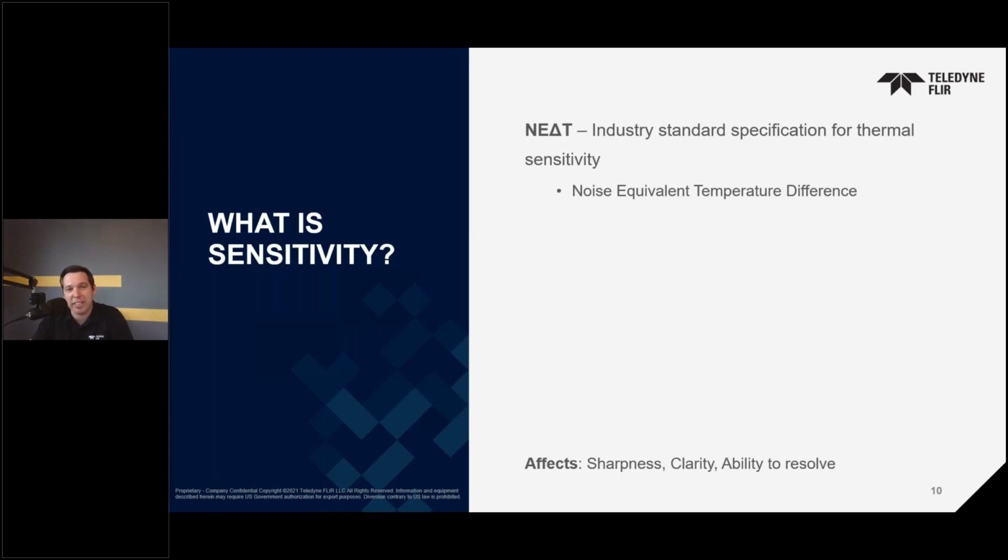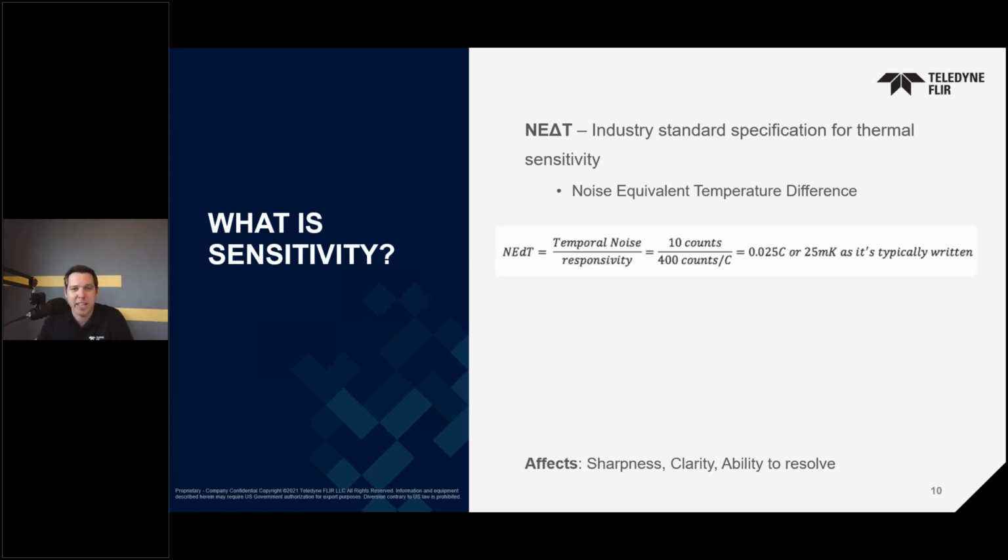NEDT is actually a signal to noise figure that represents the temperature difference that would produce a signal equal to the camera's temporal noise. An easier way to think about this would be to consider it the temporal noise floor of the camera expressed as an equivalent temperature value, or maybe even easier, this is where the camera can no longer tell the difference between noise and a temperature measurement.